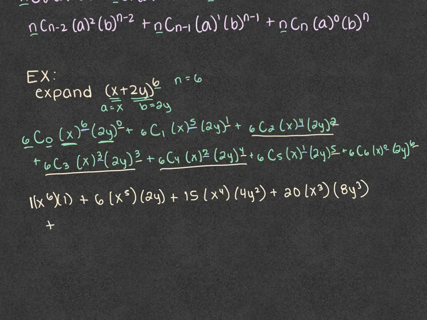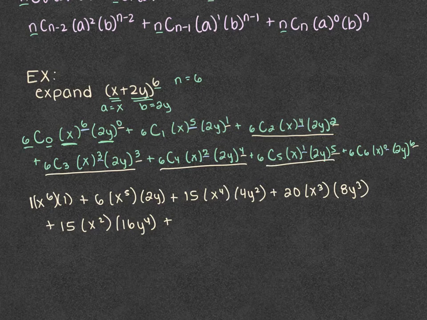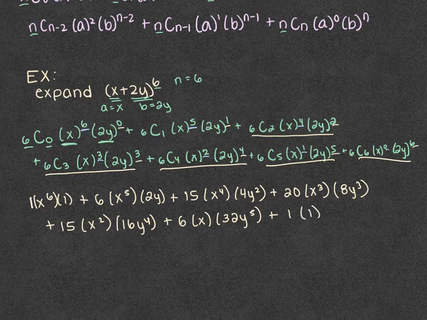plus 15 x squared. 2 to the 4th is 16, plus, this one's going to be 6 times x to the 1st, and then 2 to the 5th is 32, y to the 5th, and then lastly, finally, we've got 1, x to the 0 is 1, and then 2 to the 6th is 64, y to the 6th.